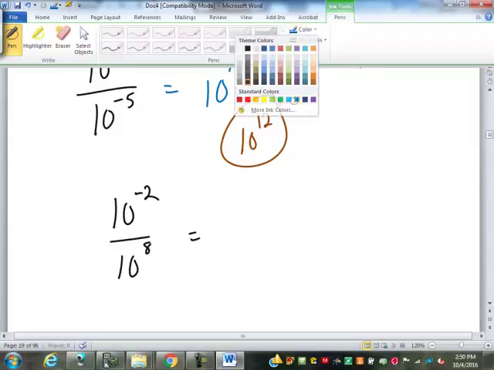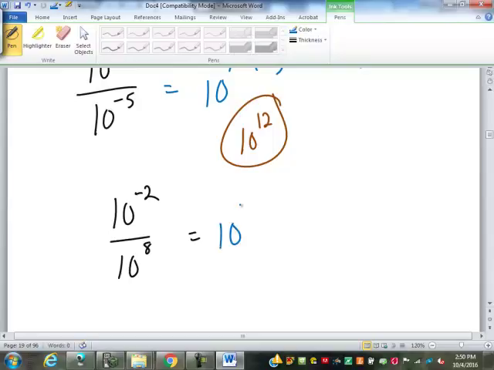What's this one going to become? It'll be 10 to the negative 2 minus 8. Negative 2 minus 8 is negative 2 plus a negative 8. So negative 2 and negative 8 makes? Negative 10. So 10 to the negative 10. Good.